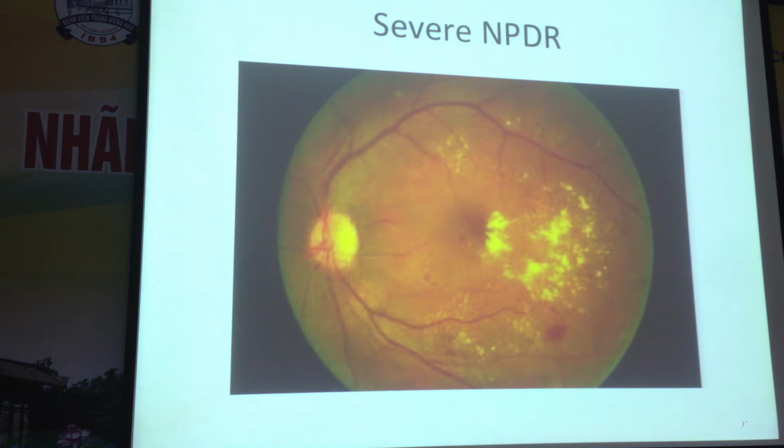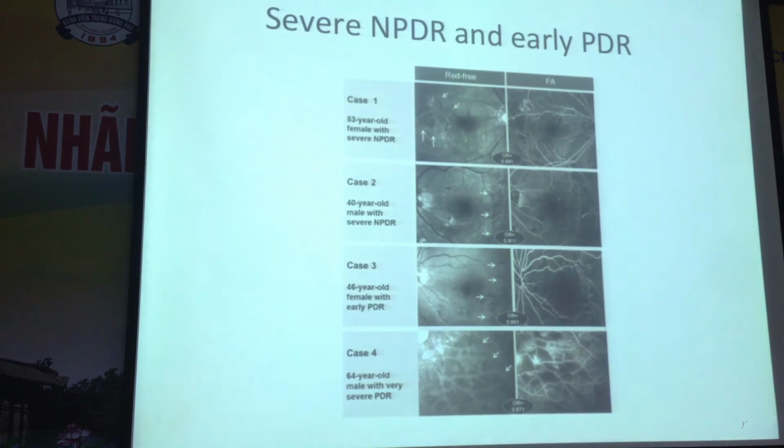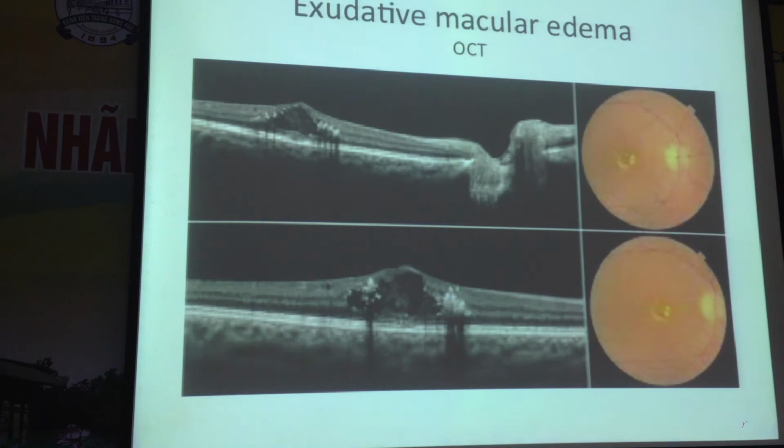So these are pictures of severe non-proliferative diabetic retinopathy. It's another one. On some of these pictures you can already see some neovascularization in the bottom one there. Some neovascularization visible. Nasal and temporal exudative macular edema. You can clearly see the exudates and the edema, of course.